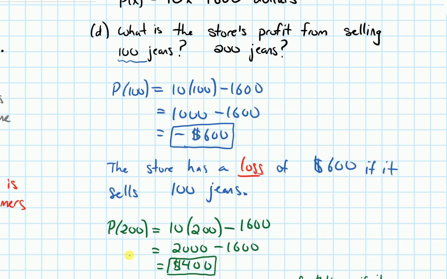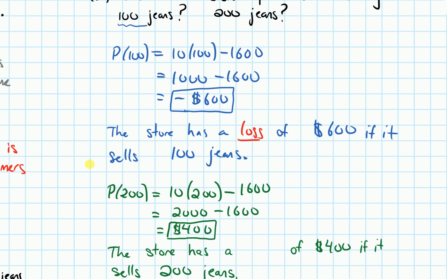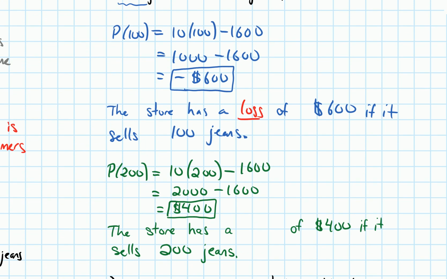So now that's a positive number. So the store is actually making a profit, a positive profit, when it sells 200 jeans. So writing that down, we would say that the store actually has a profit of $400, positive $400, if it sells 200 jeans.